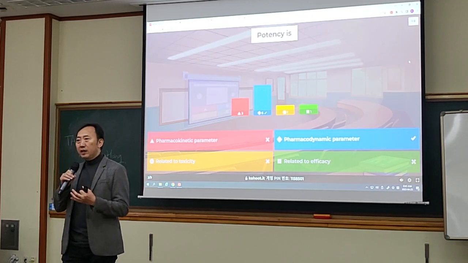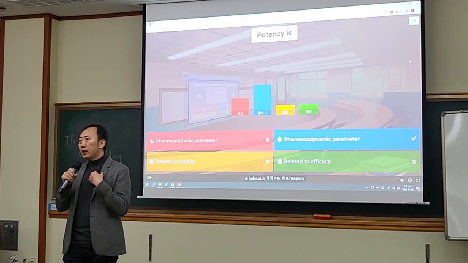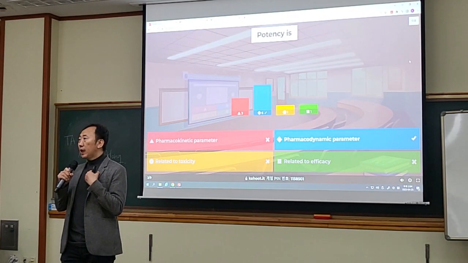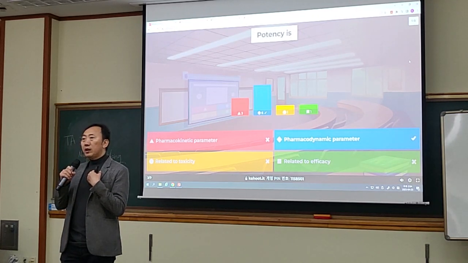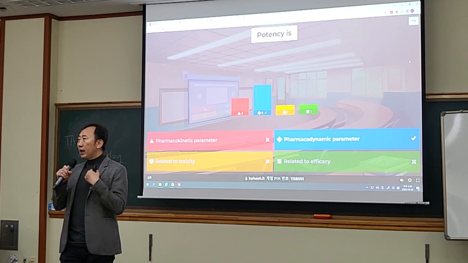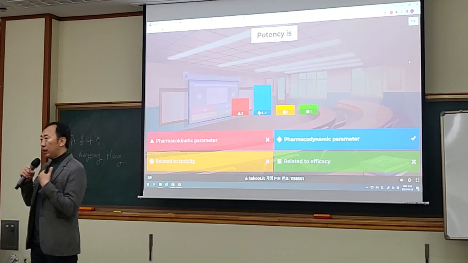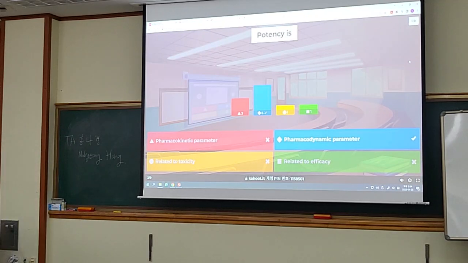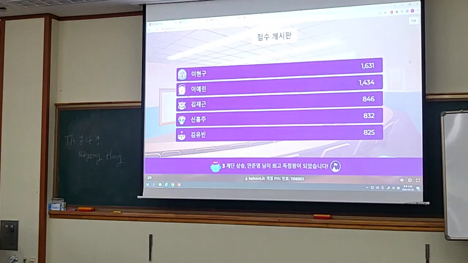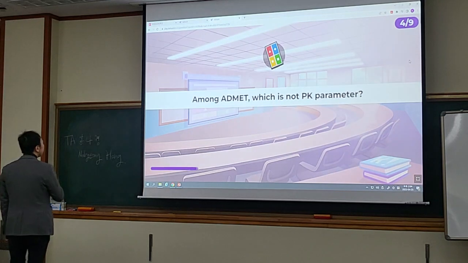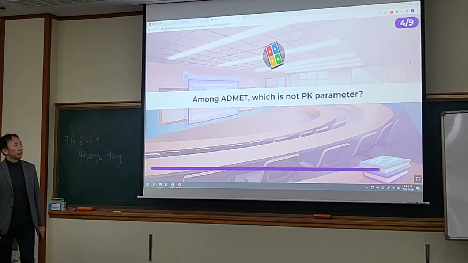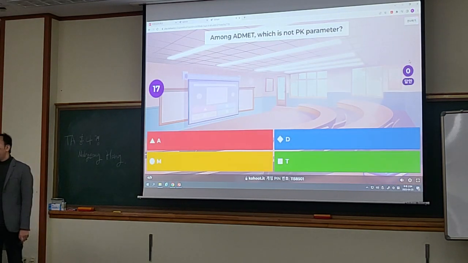Whether they are easily accessed by our body, that's pharmacokinetic. And how long they stay, that's also pharmacokinetic. And whether the molecule is good or bad, toxic, that is a pharmacodynamic parameter. Okay? Those are two parameters in opposite directions that we need to think about. PK is pharmacokinetic.